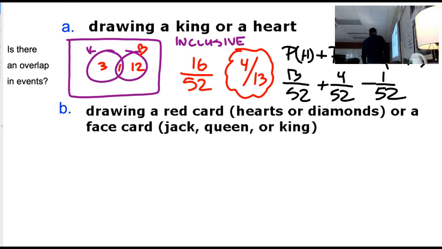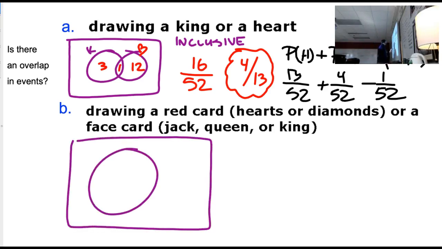Drawing a red card or a face card. All right, red card or face card. Let's let you guys see if you can come up with the right answer here. I'll give you guys a try. I'll pause it. All right, let's find out if you got it right.